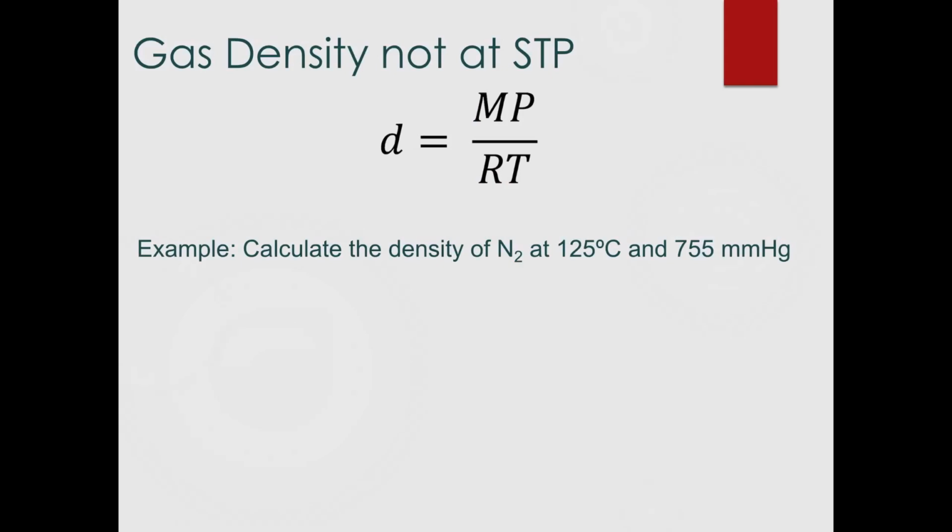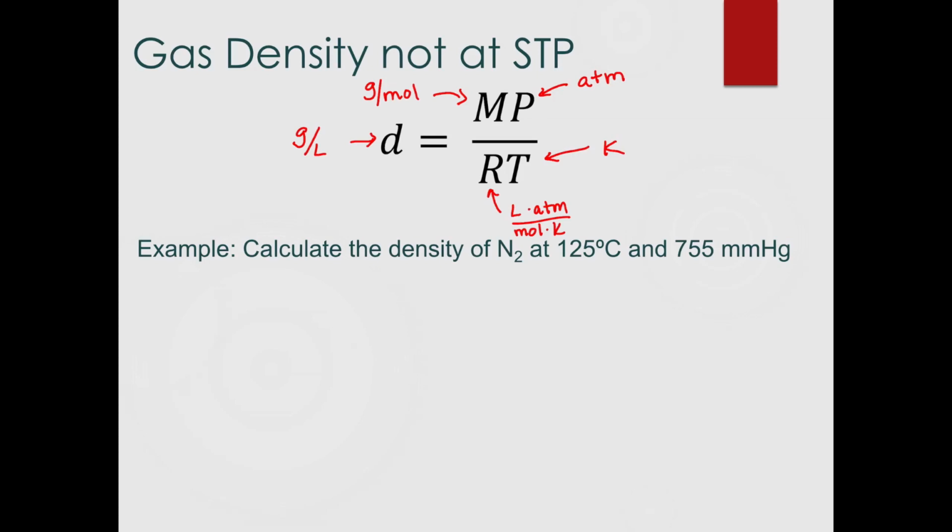So the way that we will calculate density not at STP is we will use this equation, density equals MP over RT, where our M is molar mass, that's in grams per mole. Our pressure is in atmospheres. Our R is in liters atmospheres over moles Kelvin, right? That'll be that same R that we were using earlier, the ideal gas law constant. And our T is our temperature, which will always need to be in Kelvin. And so when we cancel out all of the units, we'll get our density in grams per liter. So again, we'll use this when we are not at STP.